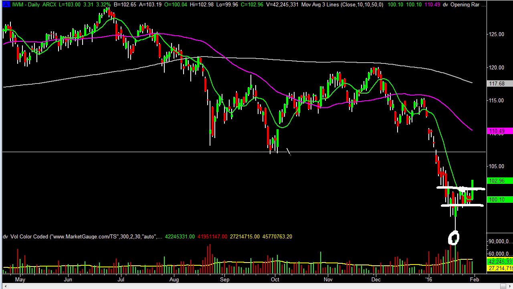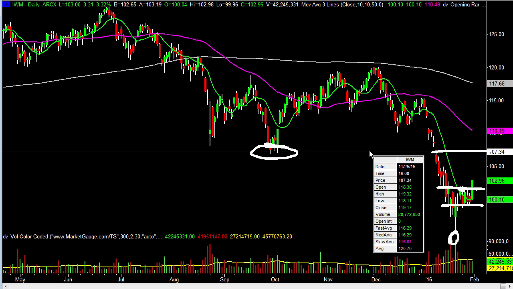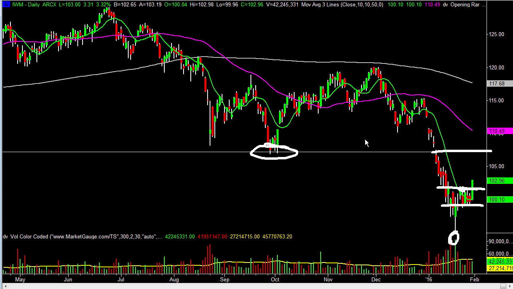Where are you going to look for resistance? This is the same level we were looking at on the weekly. That's going to be a really big level up there, which is about 107. Let's call it 107 even, whatever these lows are.